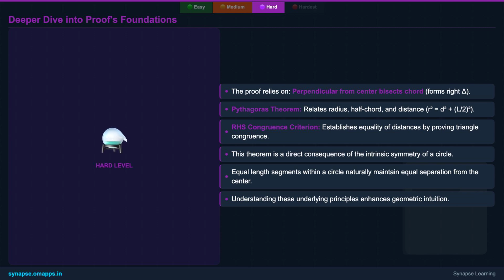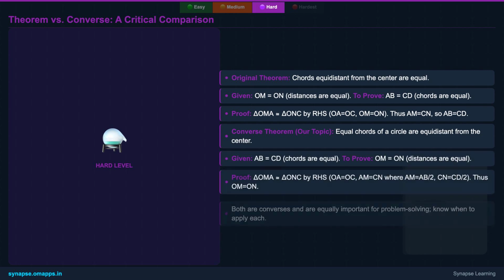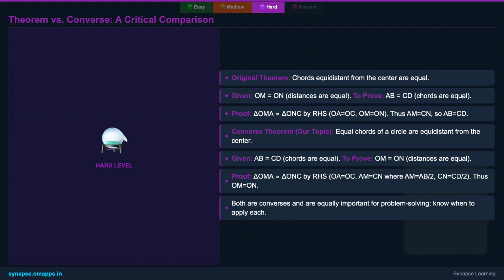symmetrically equivalent positions. It's crucial to differentiate between this theorem and its converse. The original theorem states, chords equidistant from the center are equal. If distances are equal, then chords are equal. Our current topic, the converse, states, equal chords of a circle are equidistant from the center. If chords are equal, then distances are equal.